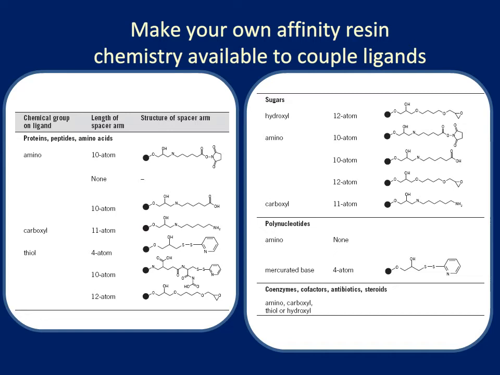steroids, basically ligands. So if you had a protein, you may want to attach your protein via the thiol and the cysteine groups, and you could use any one of these 3 activated matrices depending on the length that you wanted to have from the matrix surface, 4 atoms, 10 atoms, 12 atoms, and depending on the chemistry that you wanted to utilize and its efficiency. This is just to show you the variety of chemistries available in order to create your own resins.